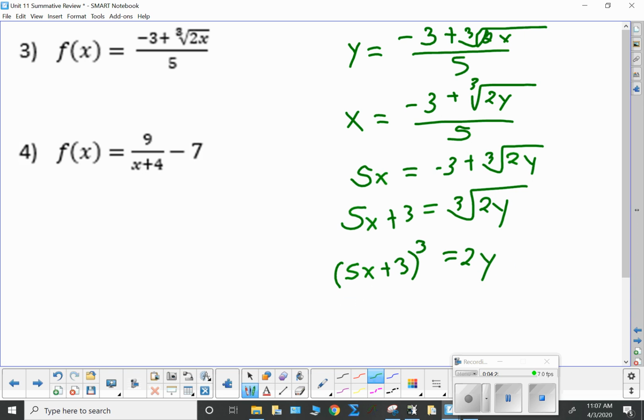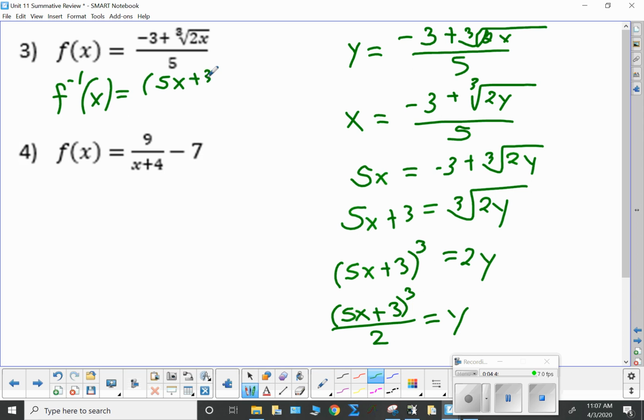To get y by itself, we're just going to write 5x plus 3 quantity cubed, all divided by 2, is equal to y. Now, I can write it in function notation. So the inverse of f of x is equal to 5x plus 3 quantity cubed all over 2. Right?